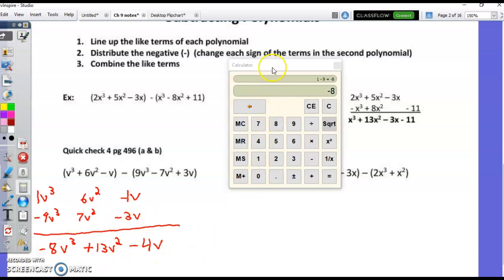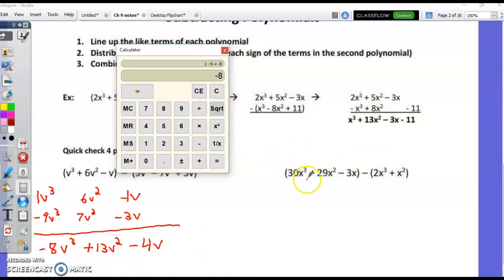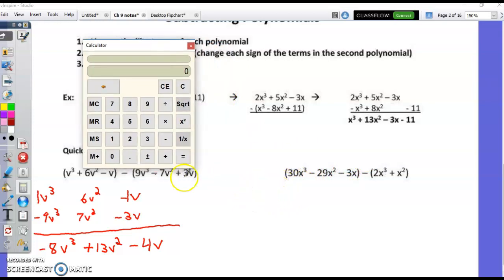All right, looking over at this one, I'm going to do the exact same thing. The first ones don't change. All right, so this would be, I'm going to give myself some space, and I'll change colors here. So 30x to the third, negative 29x squared, negative 3x. And in the second one, they are all going to change signs.